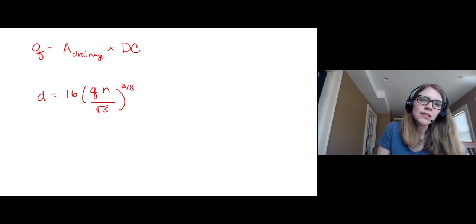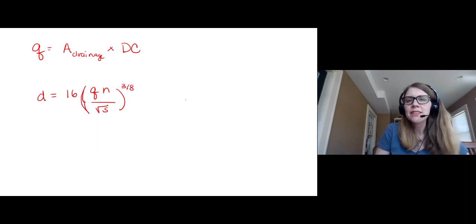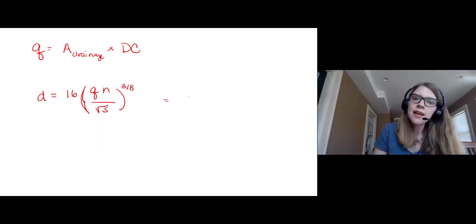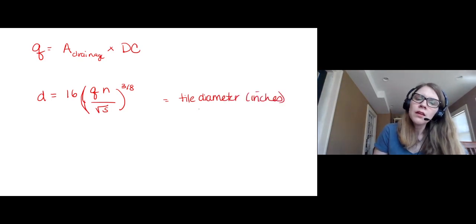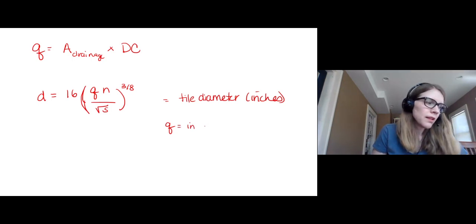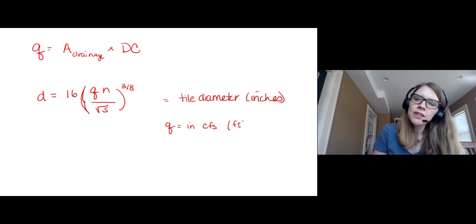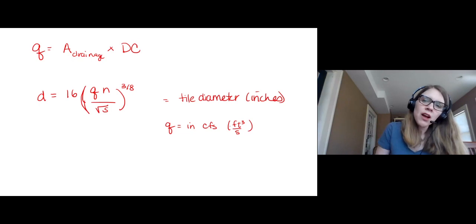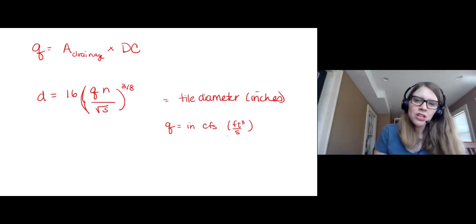You've got some crazy exponents here, but that's what it is. So where D is the tile diameter in inches, Q is the flow rate in CFS, so that's cubic feet per second. And you can see that if we got a drainage coefficient that's in inches per hour right off the bat, we need a little bit of unit conversion in order to use this equation.